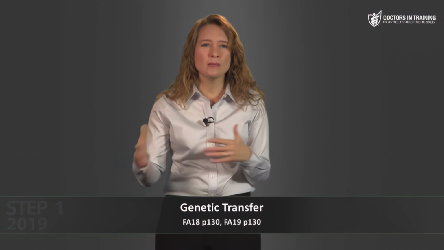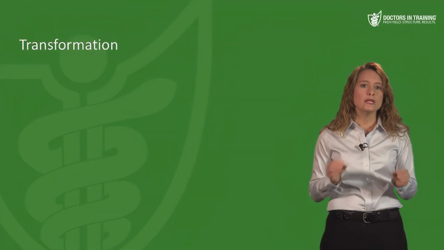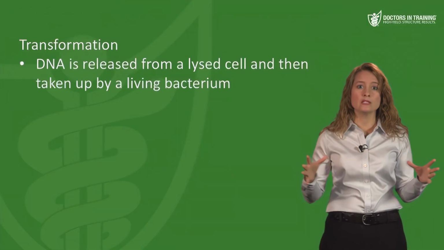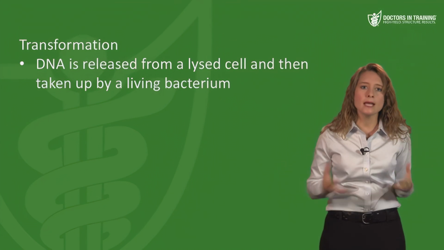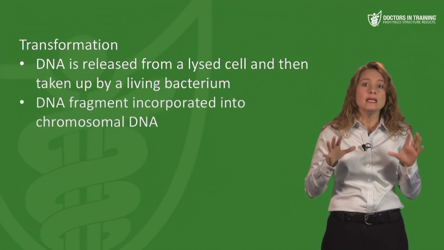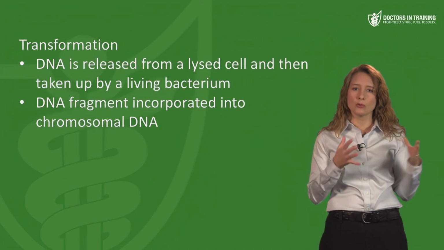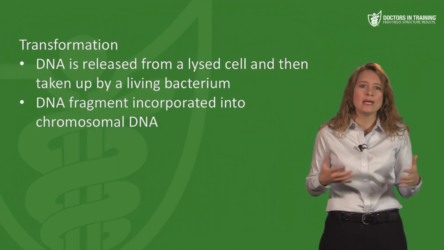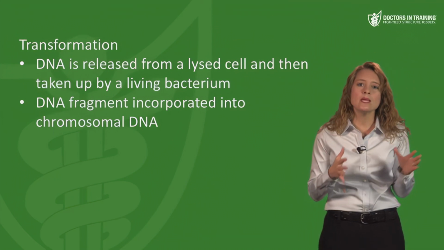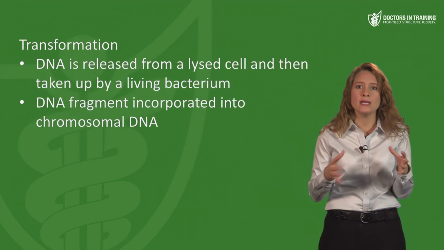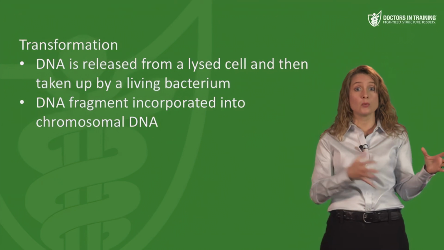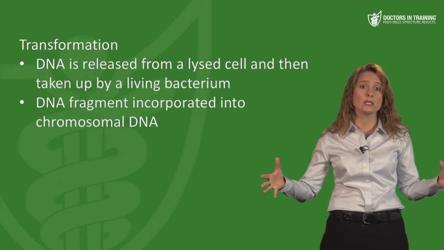Okay, so besides conjugation and plasmids, what are some other mechanisms of genetic change in bacteria? Well, let's talk about 3 others. First, transformation. Transformation occurs when DNA is released from a lysed cell and is then taken up by a living bacterium. These DNA fragments can then be incorporated into the chromosomal DNA of the recipient bacterium, resulting in a recombinant bacterium. The recipient bacterium now has a recombination of its original chromosomal genes with those from the acquired DNA fragments.